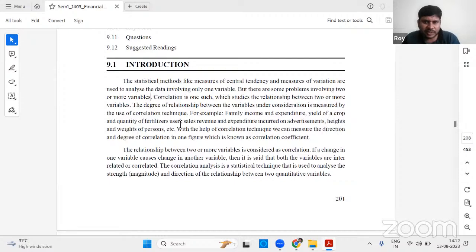Or if you are using less fertilizer. Or you compare sales revenue and expenditure: how much expenditure you put in, how much revenue you got. Heights and weights of persons: is there any relation between height and weight? I am 72 kgs, my height is 5.4 or 5.5, something like that. Is there any relationship then? For whom will this kind of analysis be used? Who will do this? Heights and weights.